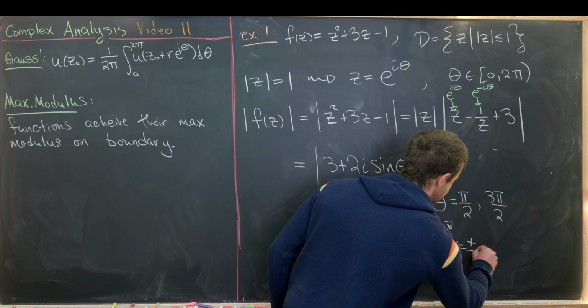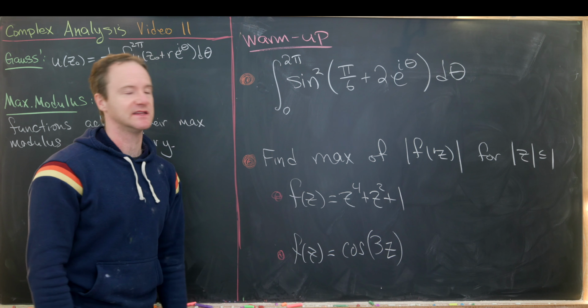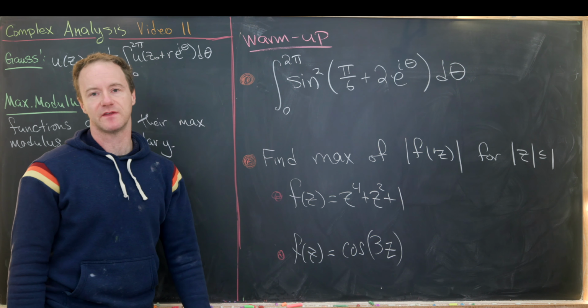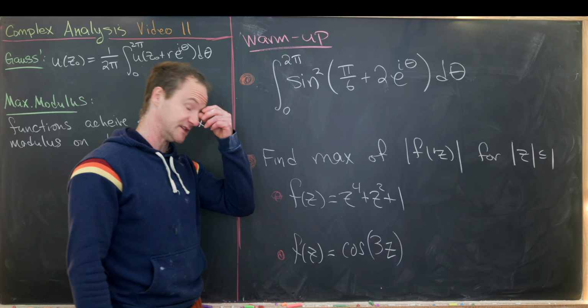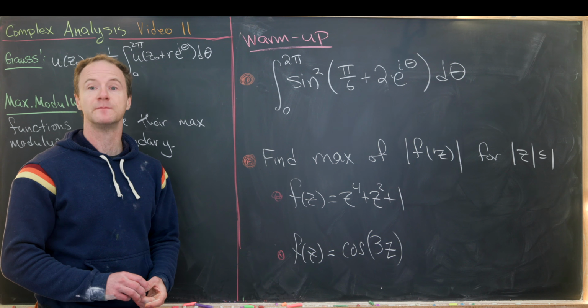Okay, so let's get rid of this and then I'll leave you with some warm-up problems. So here I've got two warm-up problems for you. So the first is to evaluate the following integral, which looks pretty difficult, but if you recall Gauss's mean value property, it's not too bad. So it's the integral from 0 to 2 pi of sine squared of pi over 6 plus 2 e to the i theta. Then the second is an application of the maximum modulus theorem, and that's to find the maximum modulus of f of z for the modulus of z less than or equal to 1 of the following two functions. So the first is f of z equals z to the fourth plus z squared plus 1, and the second is f of z equals cosine of 3z. And that's a good place to stop.